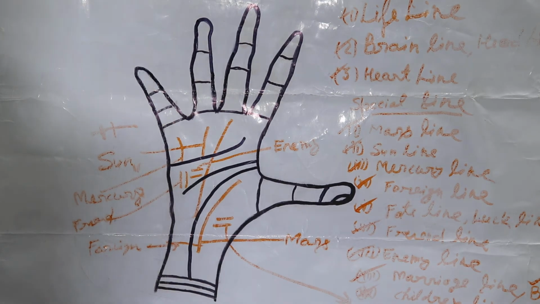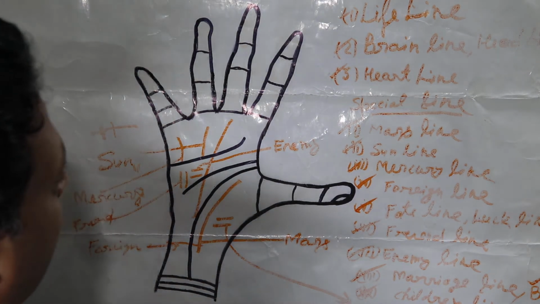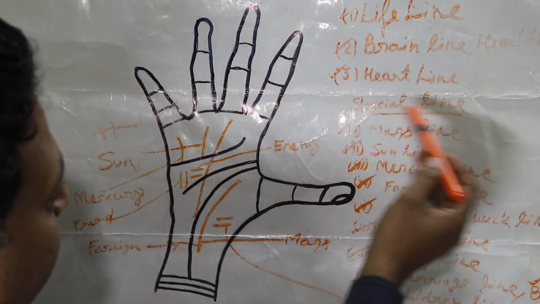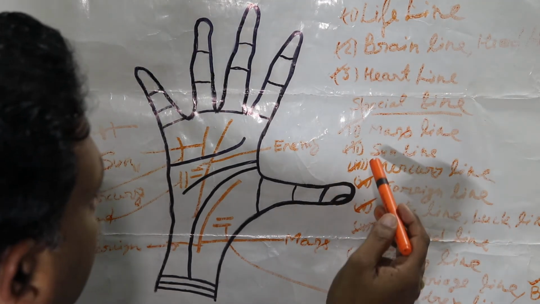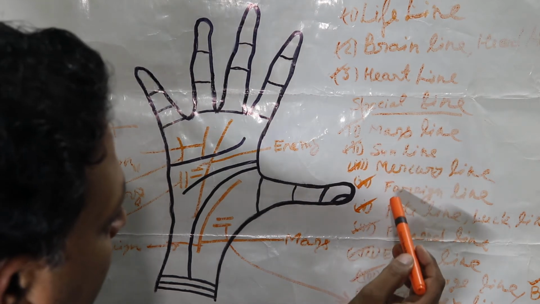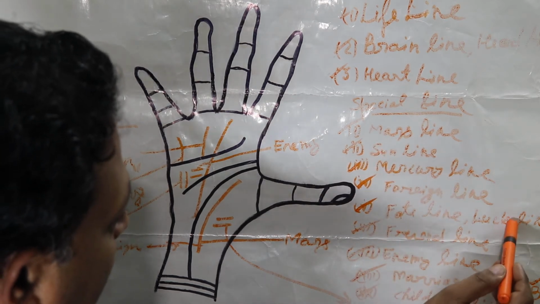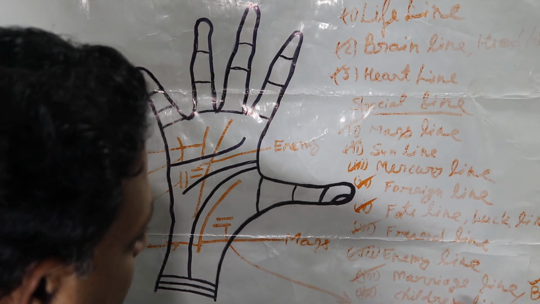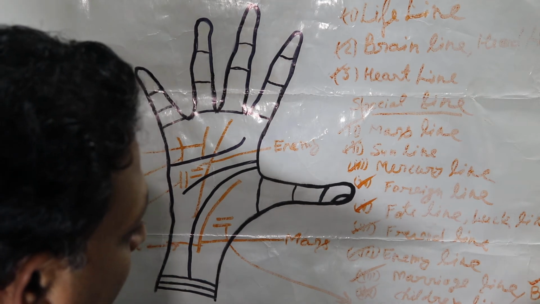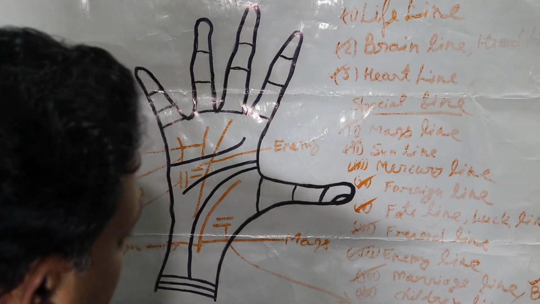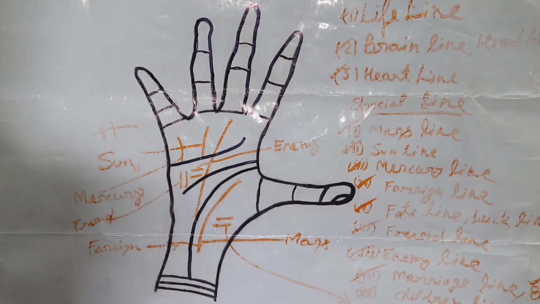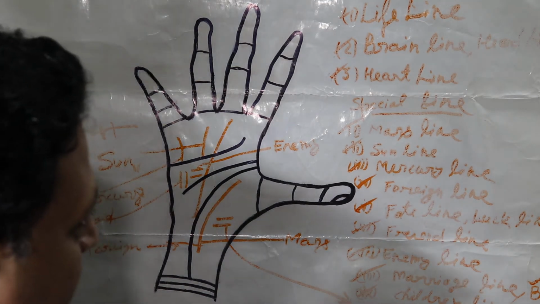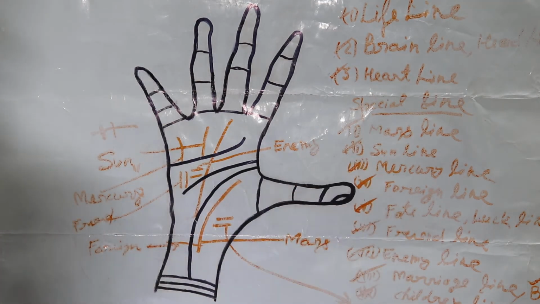So we summarize here. We told about three main lines: life line, brain line, head line, and special lines: Mars line, Sun line, Mercury line, foreign line, fate line or luck line, friend line, enemy line, marriage line, children lines. There are two types of lines, for boys and girls, and another, the tension line at Venus mount. So we will describe these specific lines.